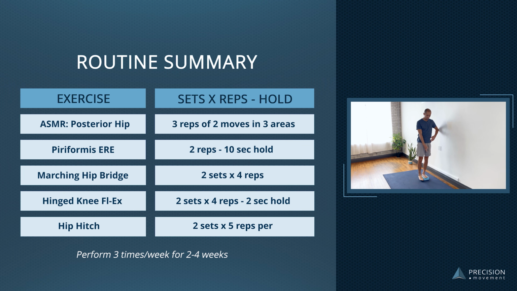And you can repeat this routine 3 days a week. And after 2 weeks, you should feel some differences, but keep going for at least 4 weeks and up to 6 weeks. So there you have the precision movement approach to getting to the root causes of piriformis syndrome and SI joint dysfunction. I hope this has been helpful for you. I hope it's been educational and enlightening. And most importantly, I hope it helps you move freely and without pain.